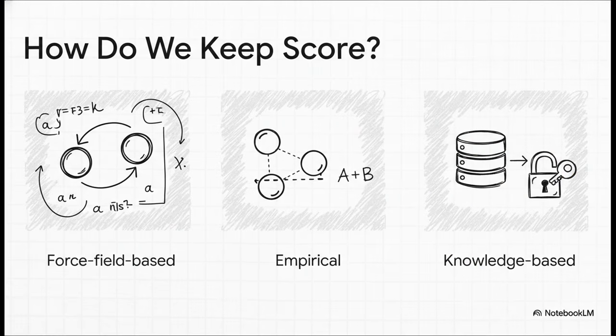And there are actually a few different ways to keep score, so to speak. Some methods use pure classical physics, calculating all the forces between every atom. Others use a simpler, faster method, grading the fit based on key things like hydrogen bonds. And some of the smartest systems are knowledge-based. They've basically studied thousands of successful drug-protein pairs to learn what a perfect fit looks like.